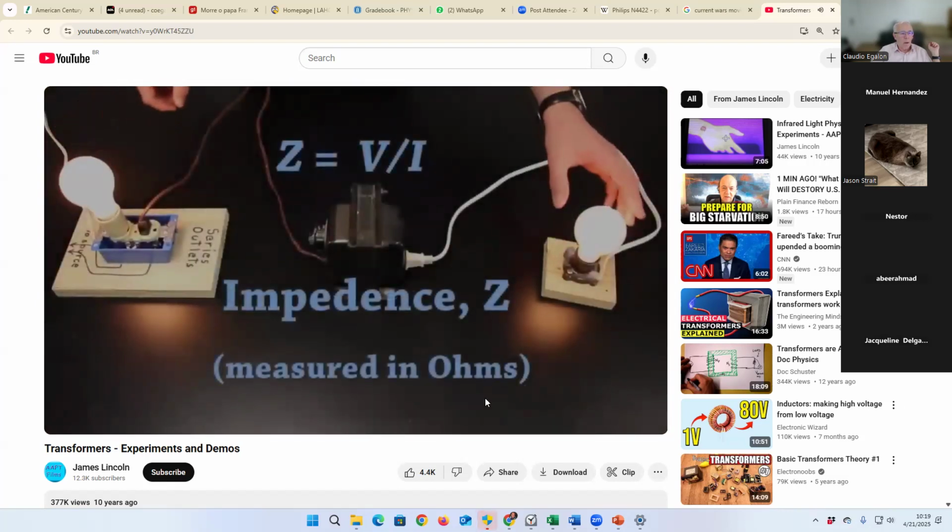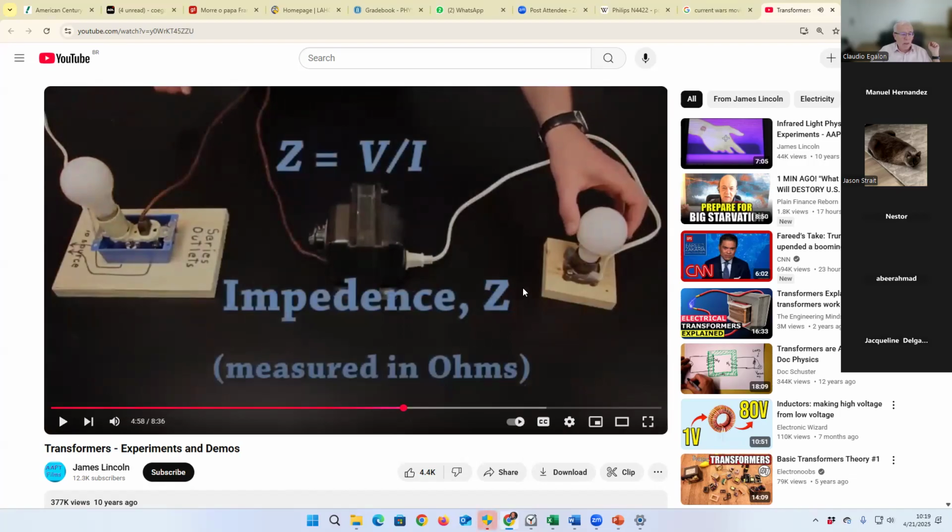Impedance, Z, measured in ohms, is the ratio of the voltage. Impedance is just the resistance in AC circuits. That's the best way of understanding impedance. When you remove this light bulb from the circuit, what's going to happen? The resulting resistance in the secondary circuit becomes infinite, very large. And because now the resistance is very large in the whole circuit, it is going to affect the current in the whole thing. That's why the light bulb in the primary circuit went down as well.